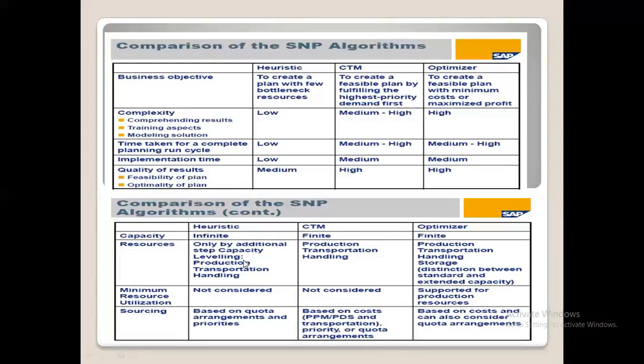Resources, come to the resources. In heuristic, we have an additional step called capacity leveling to overcome capacity overloads. In CTM and optimizer, we don't have that. The resources are production, transportation, and handling. This will be covered at the time of CTM and optimizer. Okay. Minimum resource utilization is not considered.